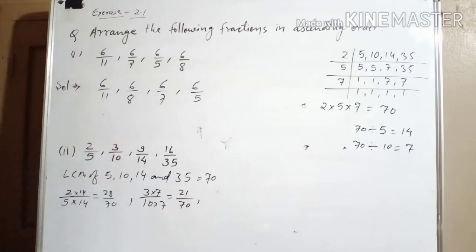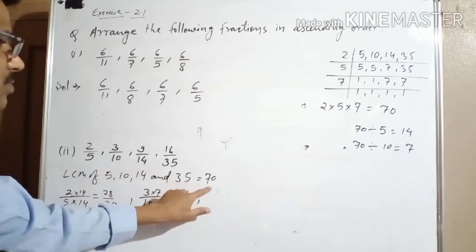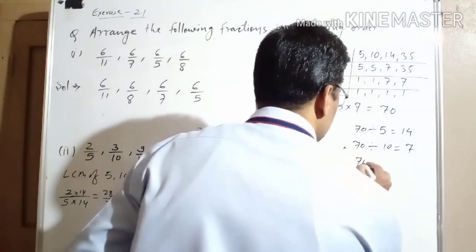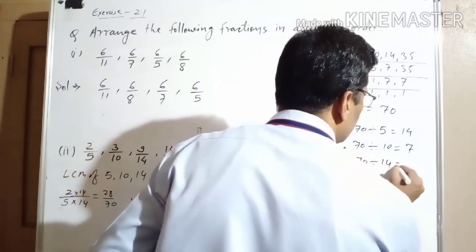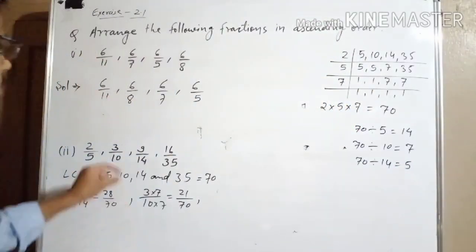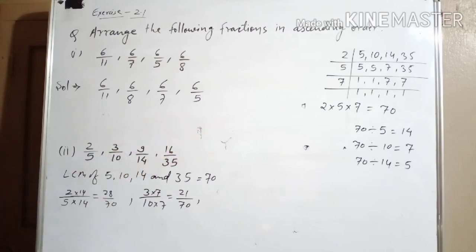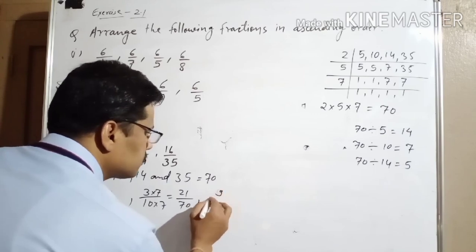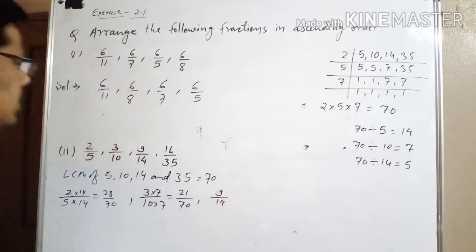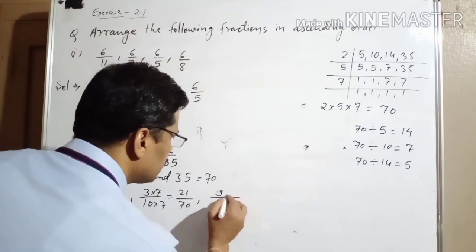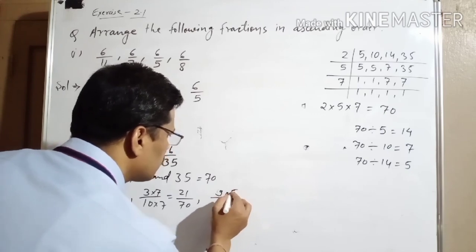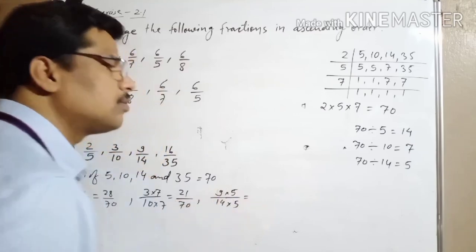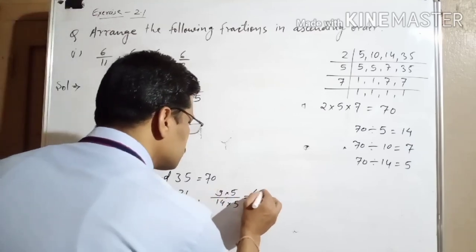Okay. Now the next number, 9 upon 14. Here also we want to make its denominator 70. So this 70 should be divided by this 14. We can write 70 divided by 14. What do you get here? 5. It means that this 9 upon 14 should be multiplied by 5. So we multiply 9 upon 14 multiplied by 5. What do we get here? 9 fives are 45, and 14 fives are 70.